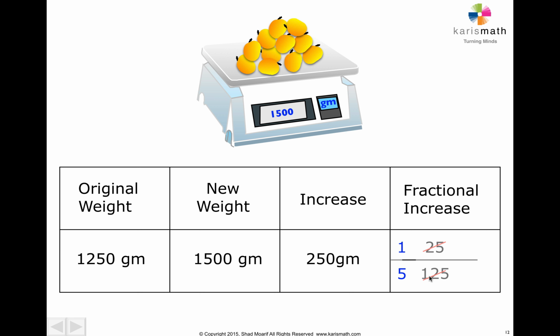And we want to turn 1/5 into a percentage, so we just multiply it by 100, and we get 20%. So that's the answer, 20%. It means the mangoes increased their weight by 20% of the original weight. There you go. You have it.